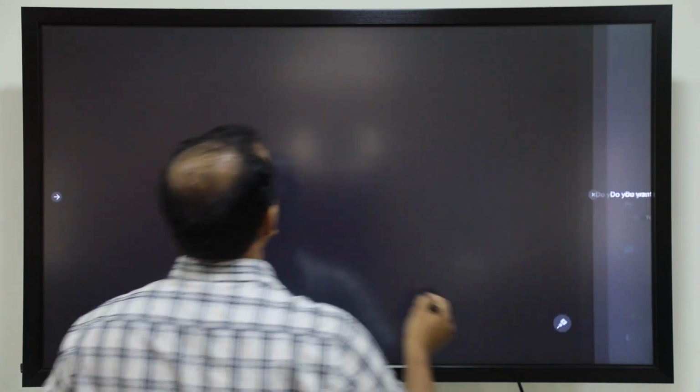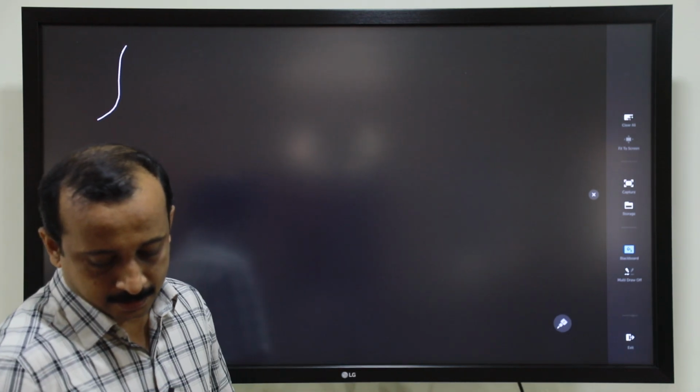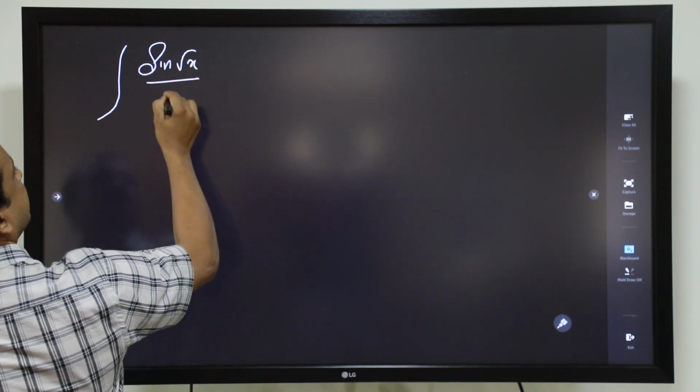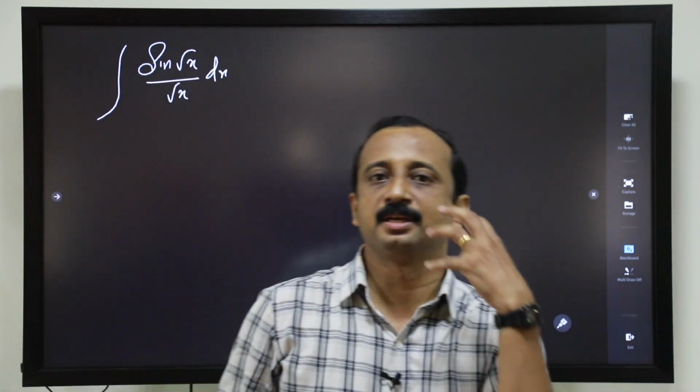Okay. Now the second question, integral of sin root x divided by root x into dx. Here sin x is the main function.